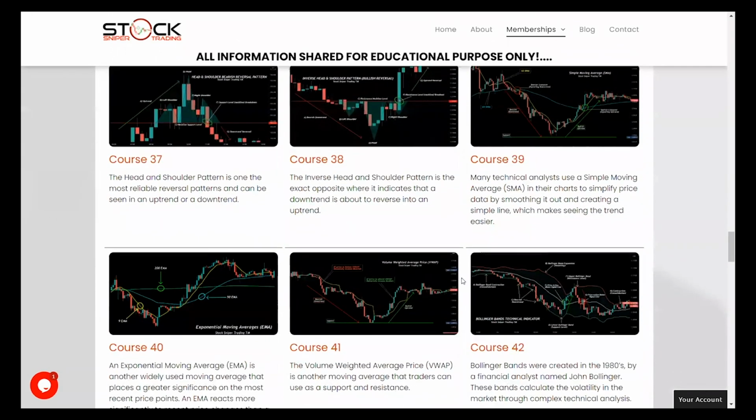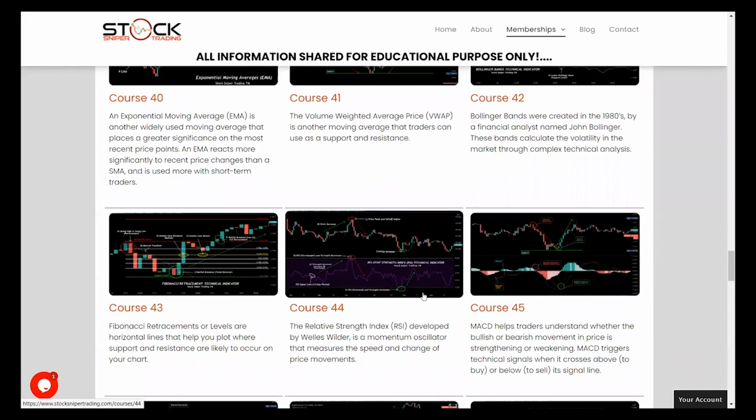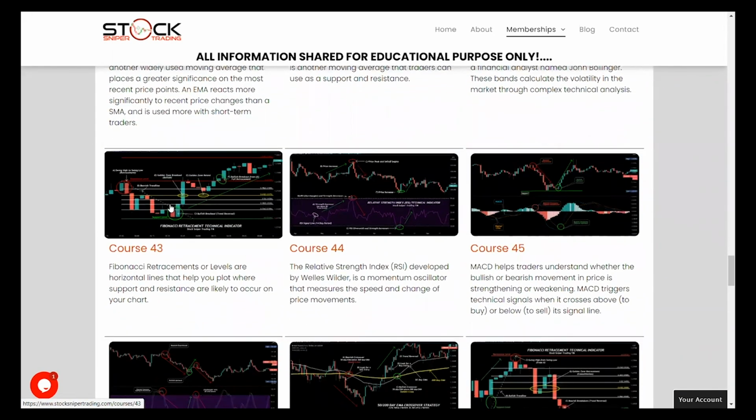Okay, so very simple, very basic. They're volatility bands, upper, lower, signal line. Okay, these are really important. Fibonacci retracements are levels of horizontal lines that help you plot where support and resistance are likely to occur on a chart, and retracements. Okay, so pullbacks, counter trading, breakouts, these are important.